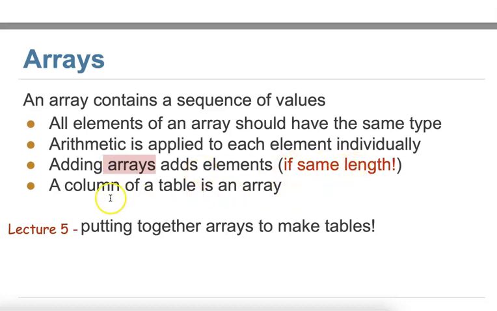A column of a table, actually we'll talk about more in the next lecture. The table, like we told you, right? A table has multiple columns and multiple rows. So actually each column in a table is an array. Yeah, so that will be very exciting. We will do more in lecture 5. We'll put arrays together into making a table.